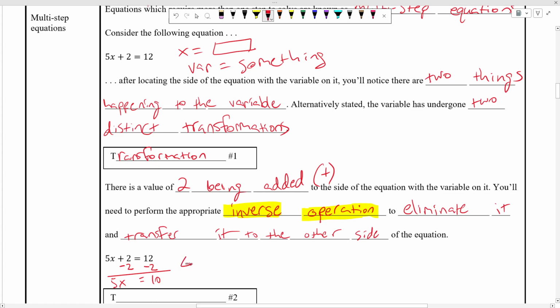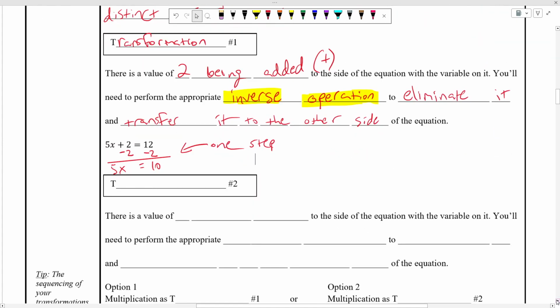But we have successfully at this point performed one step of our multi-step equation. We took care of transformation number one, basically. Now, again, I said there are 2 transformations to consider as to what's happening here. So with that, let's talk about the other. Transformation number 2.